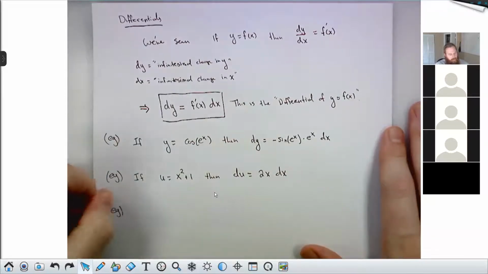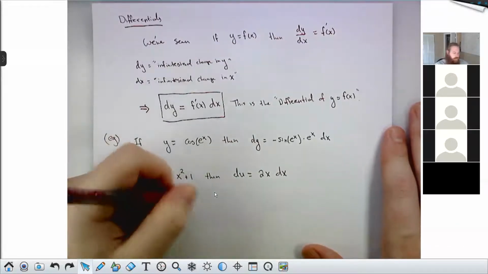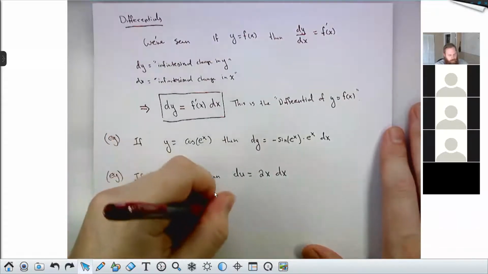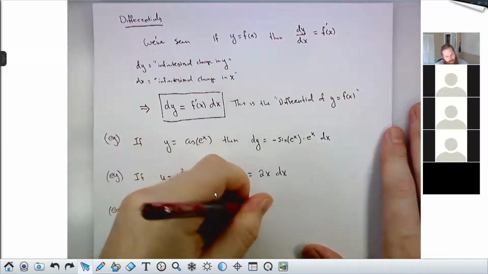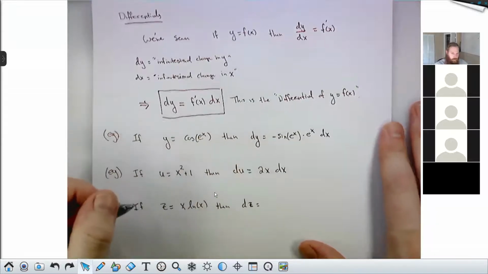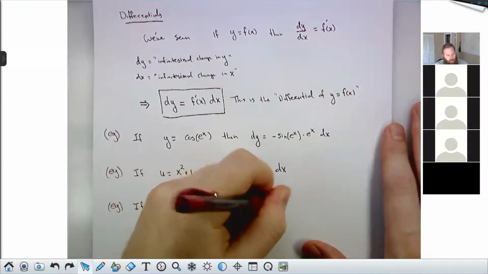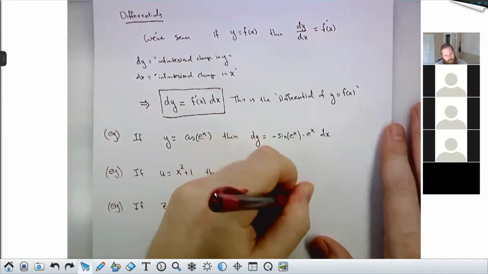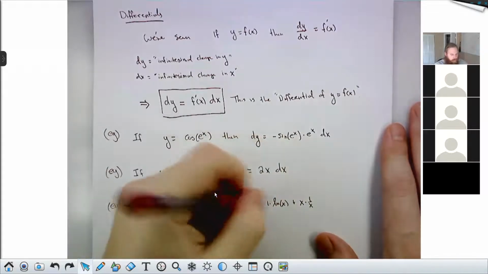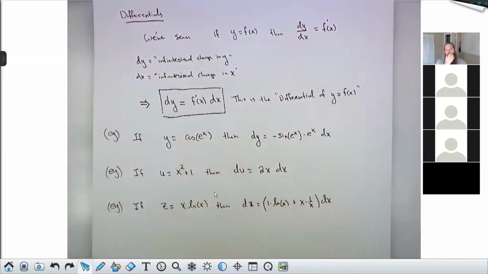Or finally, I could say something like if z is equal to x times the natural log of x, then dz would be, I need to differentiate this, which requires the product rule. If I differentiate the x, I get 1. So it'll be 1 times ln x plus x times 1 over x. That's using the product rule there. And all of this in parentheses would get multiplied by dx.